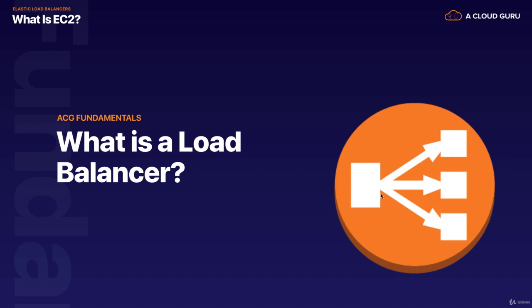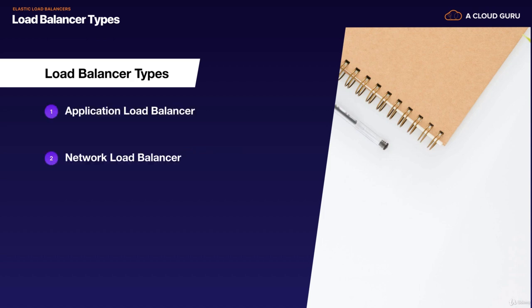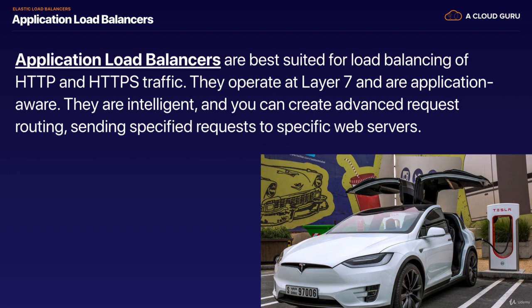You can also use it for applications. It doesn't necessarily have to be internet-facing, but typically they are internet-facing and primarily they're used to balance load across web servers. So with AWS, there are three different types of load balancers. We've got our application load balancer, we've got our network load balancer, and we've got what's called our classic load balancer, which is the old school version.